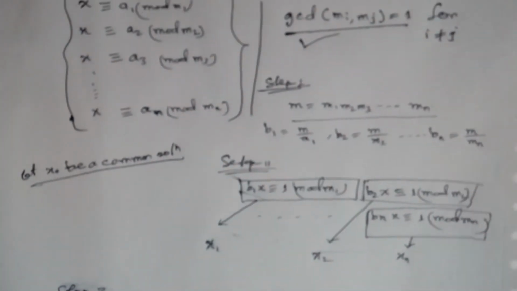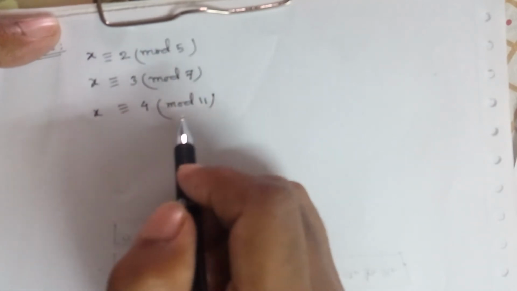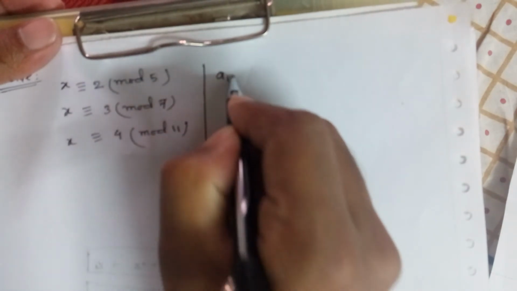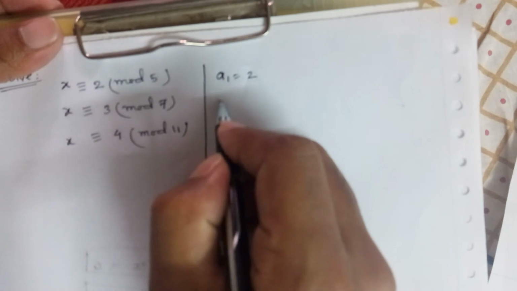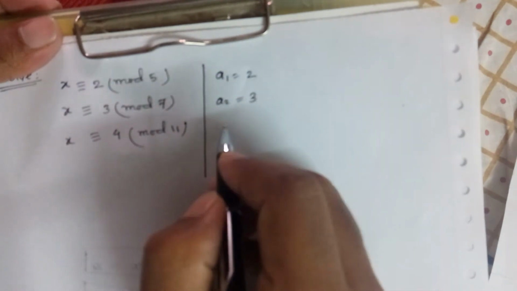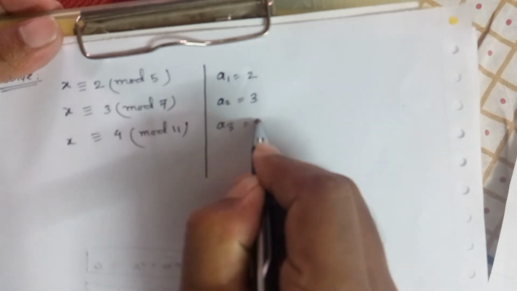Now solving a problem. Here we consider three linear congruences: x ≡ 2 modulo 5, x ≡ 3 modulo 7, x ≡ 4 modulo 11. Here we apply three steps: step 1, step 2, and step 3. Before solving the problem, we write down the notation: a1 equal to 2, a2 equal to 3, a3 equal to 4.